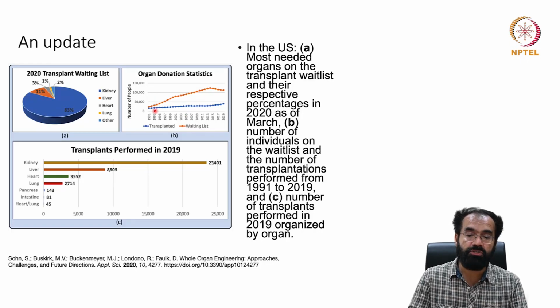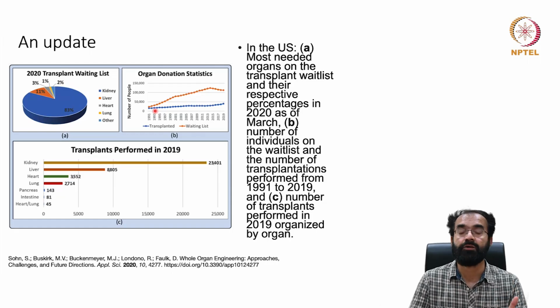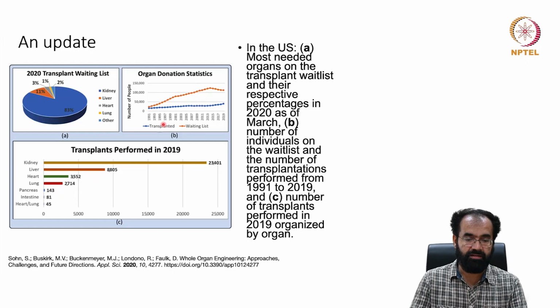And if you look into donor availability and also the transplantation, in this panel you can see the number transplanted is more or less the same. Hardly any change from 1991 till 2019. A marginal increase is there, and the waiting list has gone up exponentially. You can see here the waiting list has gone way too high. So the gap from demand to supply is very high. It has widened the gap.